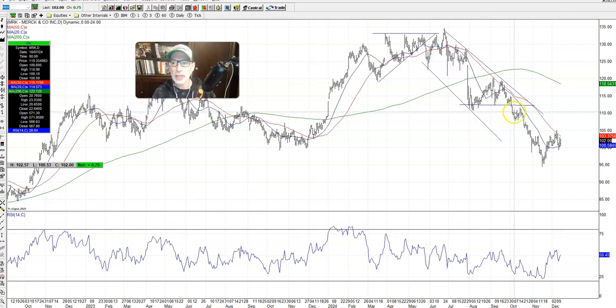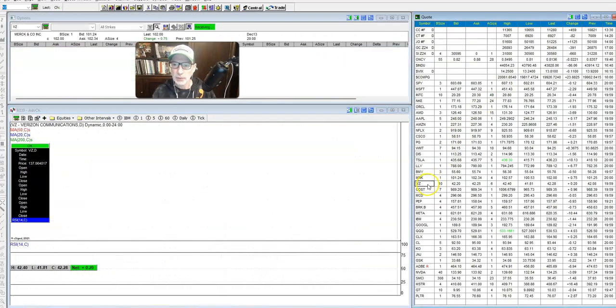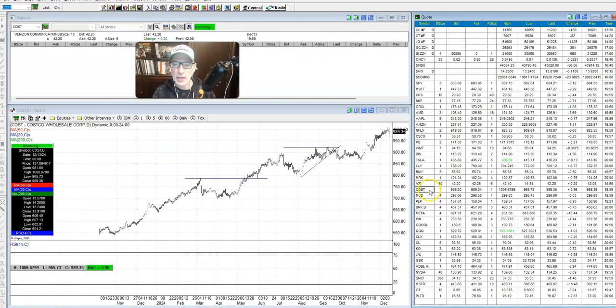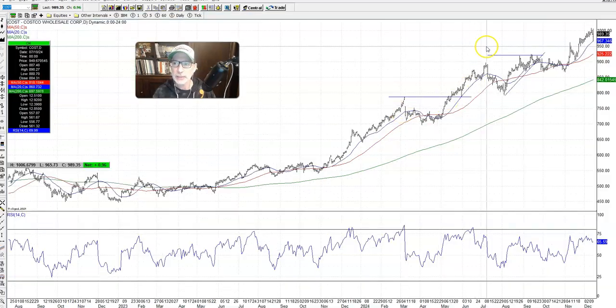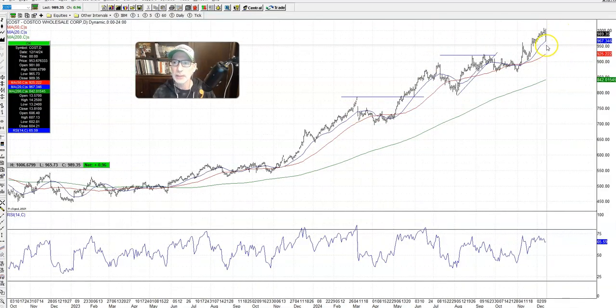Don't get bullish on a stock like Merck. Why would you do that? It's telling you it wants to keep going lower. Don't try to buy here. Verizon, sideways. Costco, great company, had its earnings just this past week.